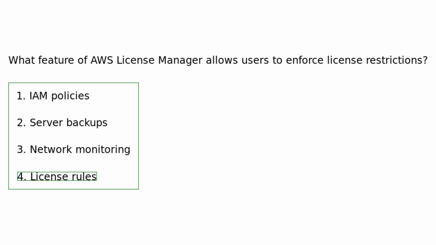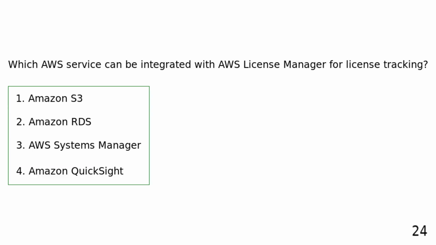AWS License Manager allows users to enforce license restrictions through the use of license rules, ensuring that only authorized instances can use specific licenses. Which AWS service can be integrated with AWS License Manager for license tracking? Amazon S3. Amazon RDS. AWS Systems Manager. Amazon QuickSight.